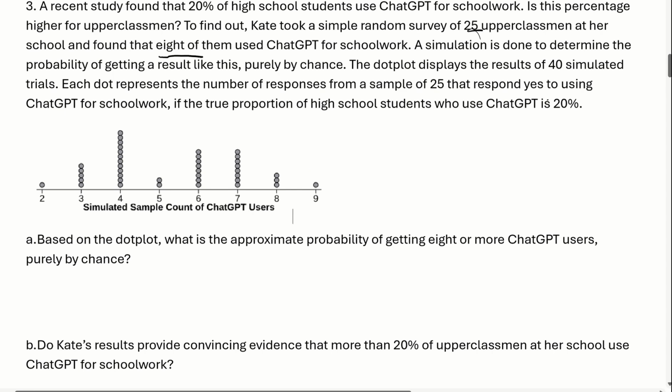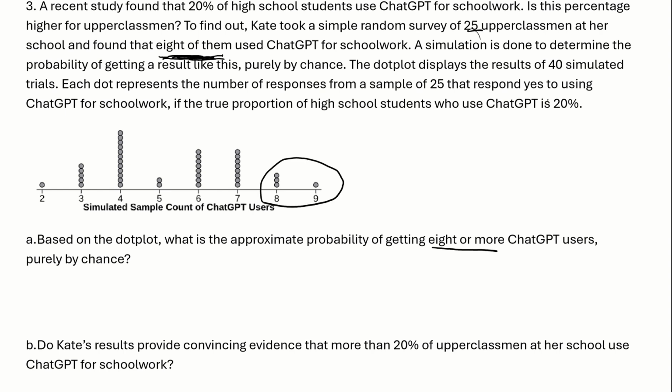So now, based on this dot plot, what is the probability of getting 8 or more ChatGPT users? Remember, the reason we're doing 8 or more is because that's what Kate found. Kate found that 8 of them use ChatGPT. So what are the chances that she would get a result as high as she got or more extreme? That means 8 or more.